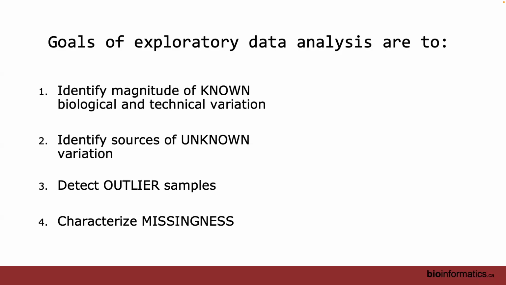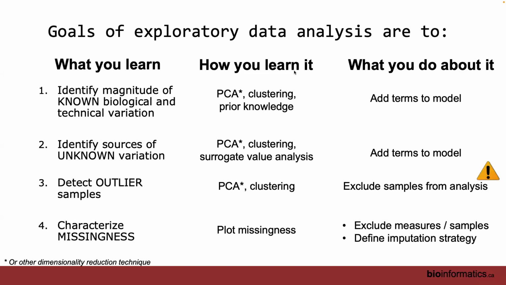Okay, so we are going to articulate these goals so that EDA isn't just this amorphous thing. You've got a checklist of things to address, and there are techniques to do it. So how do you do this, right? These are the 4 goals as before. How do you know the magnitude of known biological and technical variation? You do things like principal components analysis, PCA. You do clustering, prior knowledge in the field. They know microarray lot numbers are an issue. So you color code your samples by lots and you see, is this a difference?